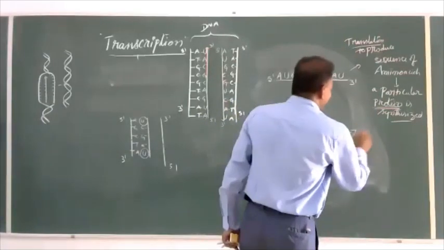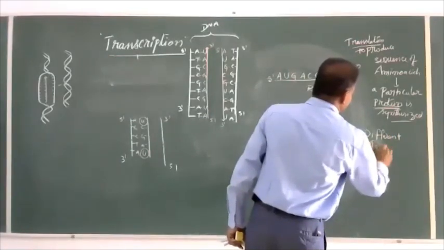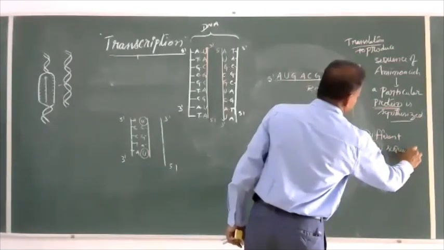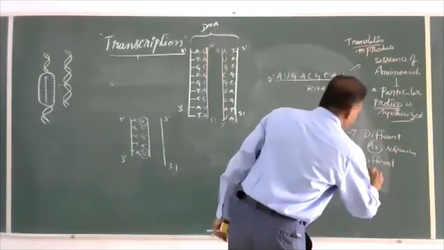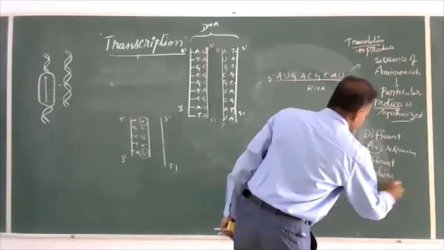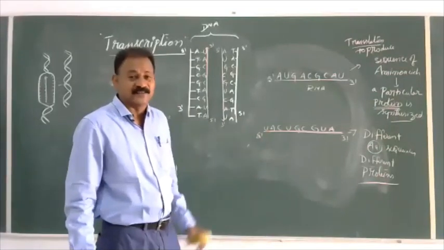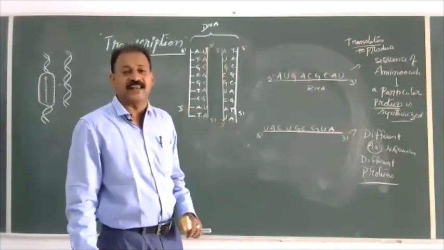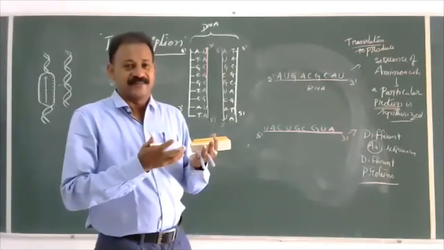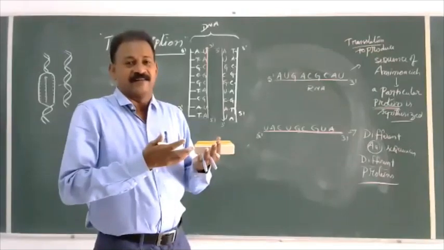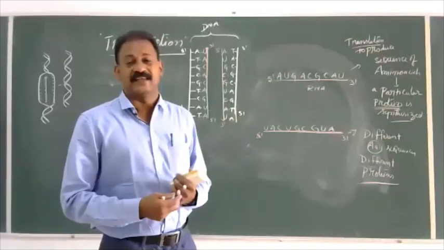So different amino acid sequences give different proteins. A DNA is genetic material. What is genetic material? It has to build up the characters. It has to function. It has to express. And it has to transmit from one generation to another generation.